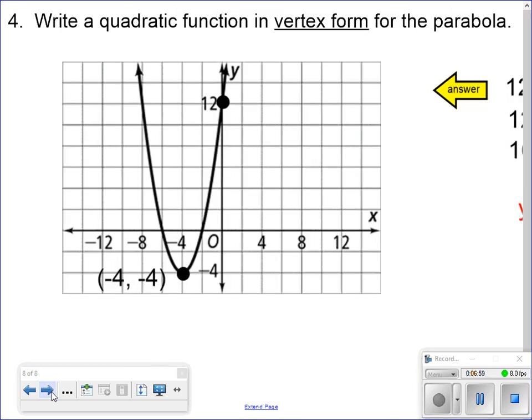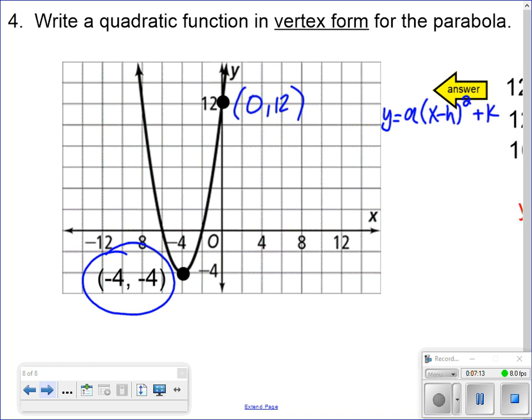Last one, we're going to write this in vertex form. So my vertex is (-4, -4). My other point that I'm going to use is (0, 12). Again, in vertex form, this is going to be y equals a(x minus h) squared plus k. We're going to put our vertex in, so this is going to be y is equal to a(x plus 4) squared, since it's negative 4, minus 4. I put in my point, (0, 12), so the y is 12 and x is 0.